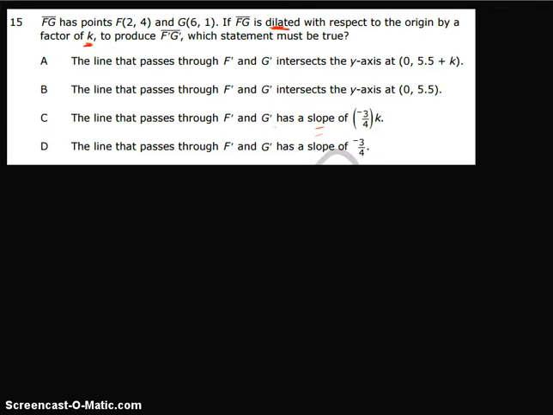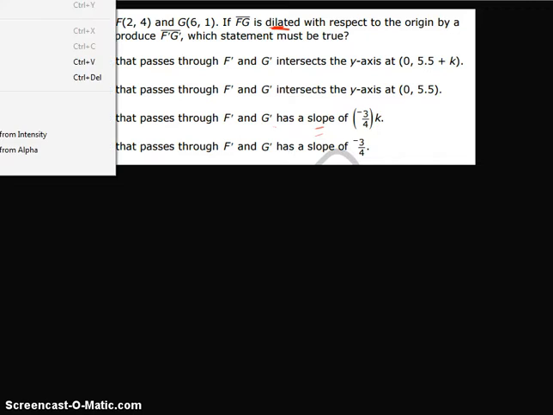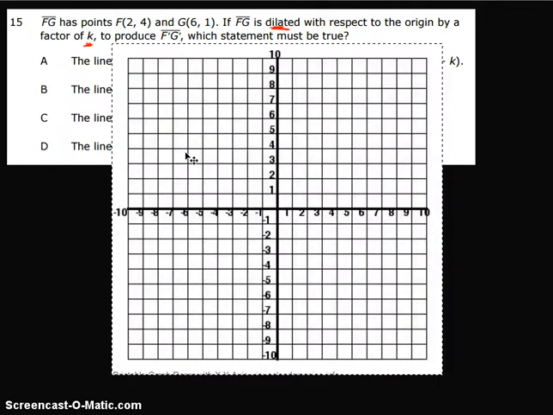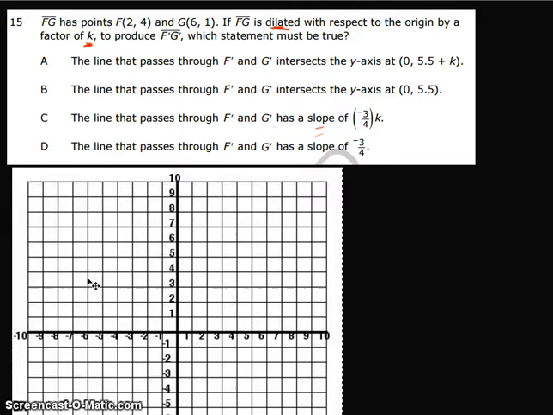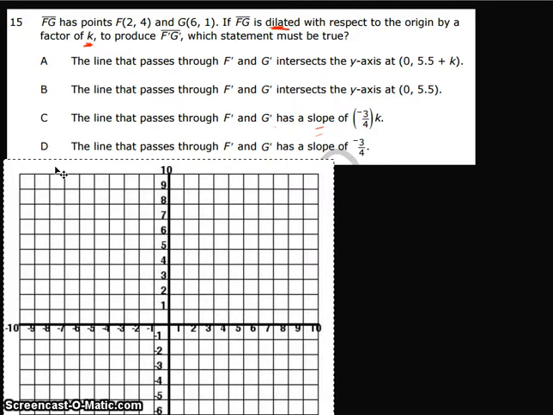Now let's look at it. To make it a little bit simpler, I'm going to insert a little image here so that we can easily see what FG looks like. The first point is (2, 4), so I'm going to mark that on this one. (2, 4) is right here, and the second point is going to be (6, 1). (6, 1) is right here.